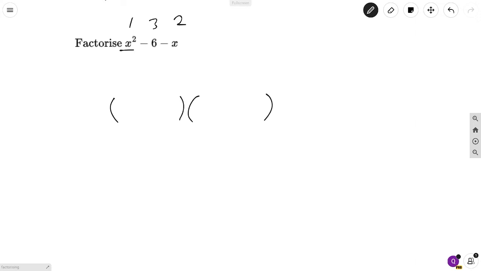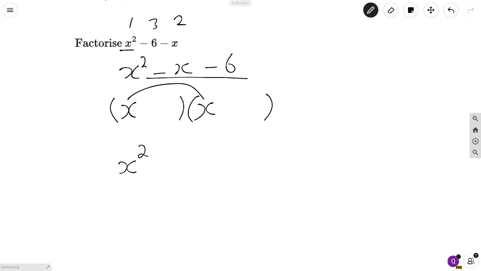The first thing I would do is rewrite this expression with the x squared term first, then the x term, and then the number term. It's always best to write an expression in the highest powers of x first to the lowest powers. The first part is easy because we know that x multiplied by x is x squared. Now we need to figure out how to get this minus x minus 6.